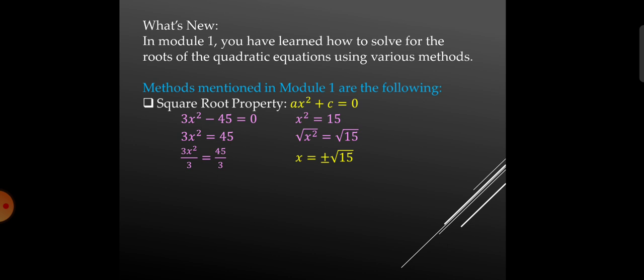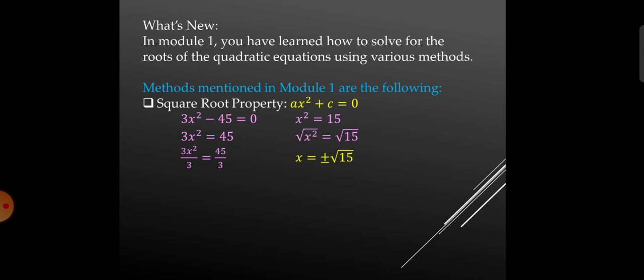So 3x squared divided by 3 is equal to 45 divided by 3. So cancel the 3, up and down on the left side of the equation. What remains on the left side is x squared is equal to 15. Why 15? Because 45 divided by 3 is 15. Then, that's where we apply the square root property. So, putting square root or radical symbol on both sides, left side and right side. So, square root of x squared is equal to the square root of 15.